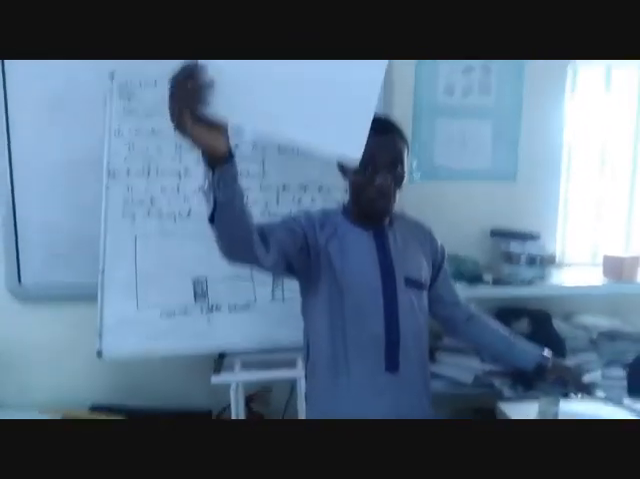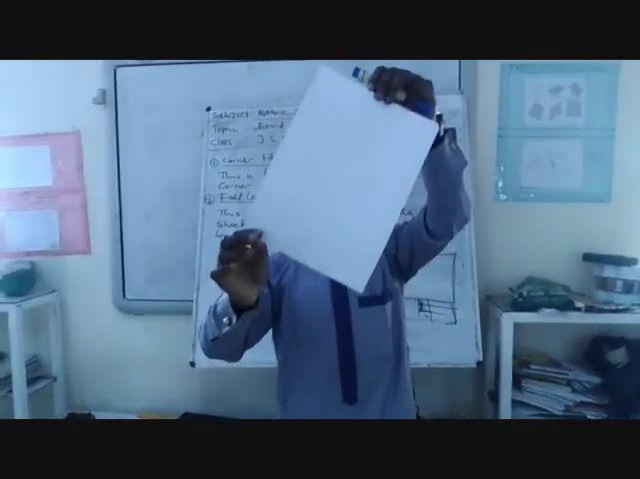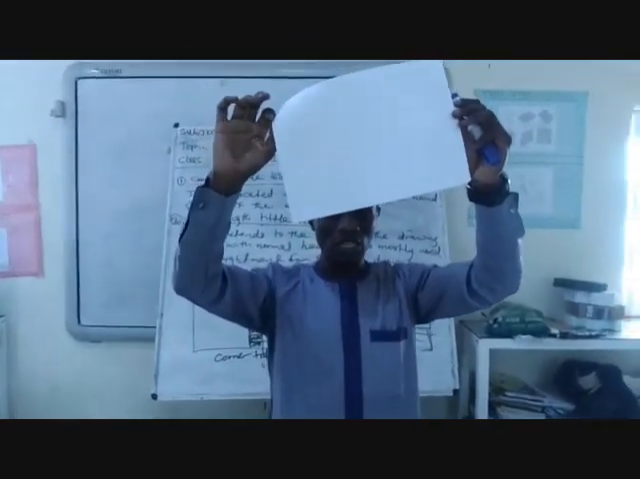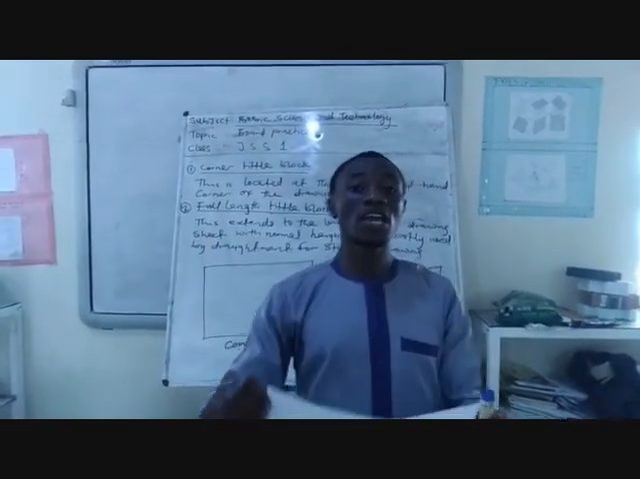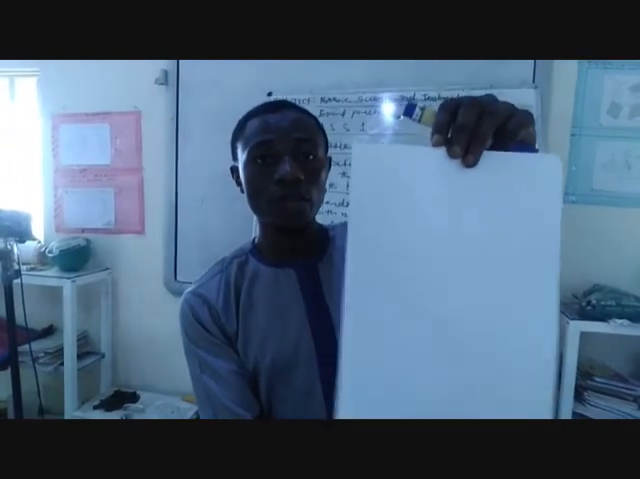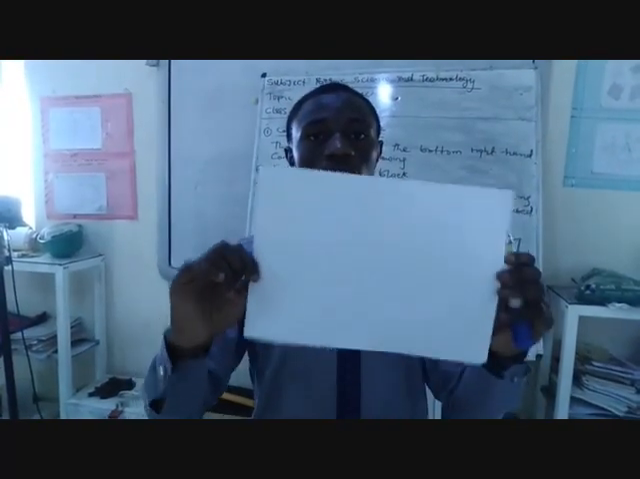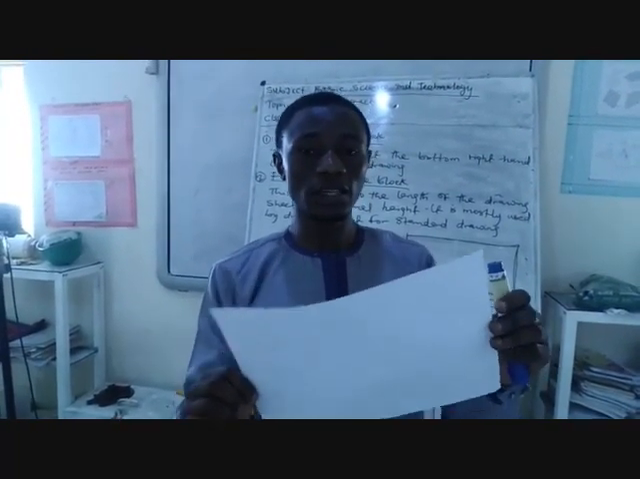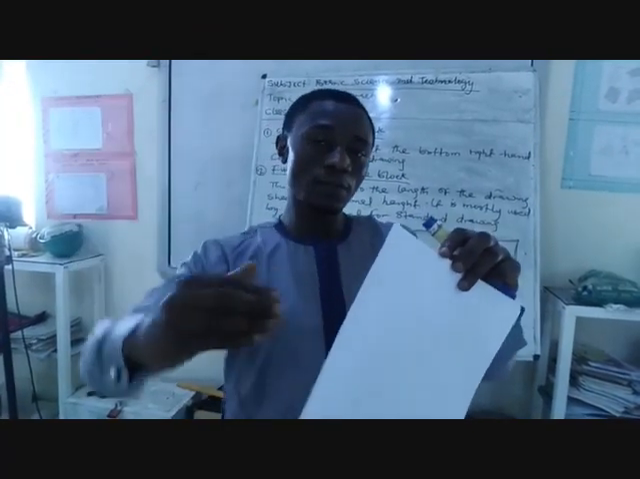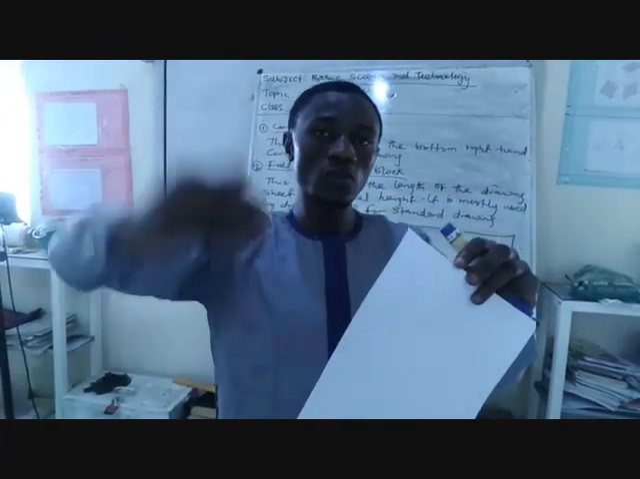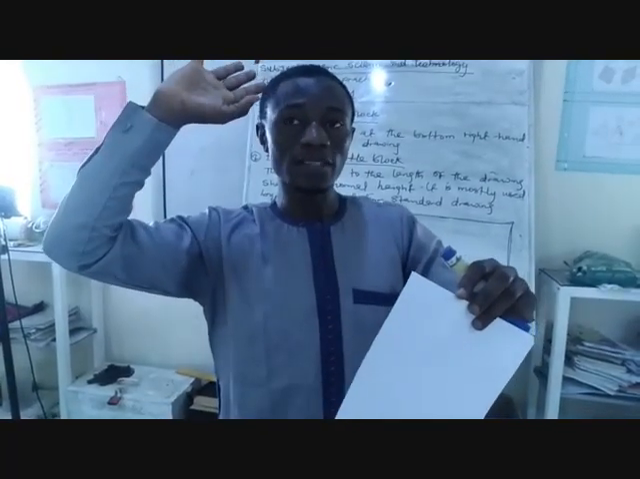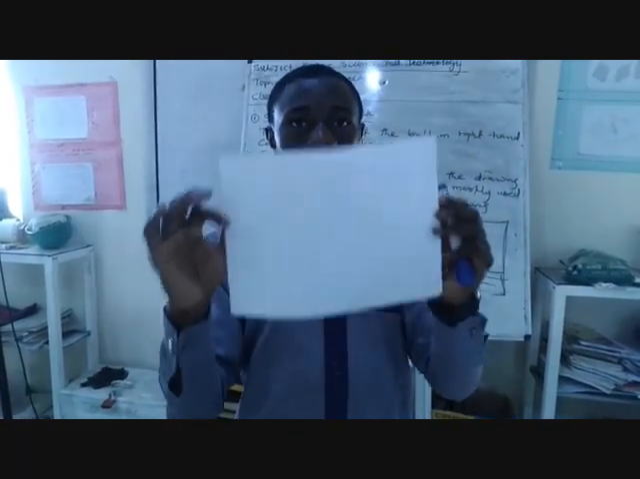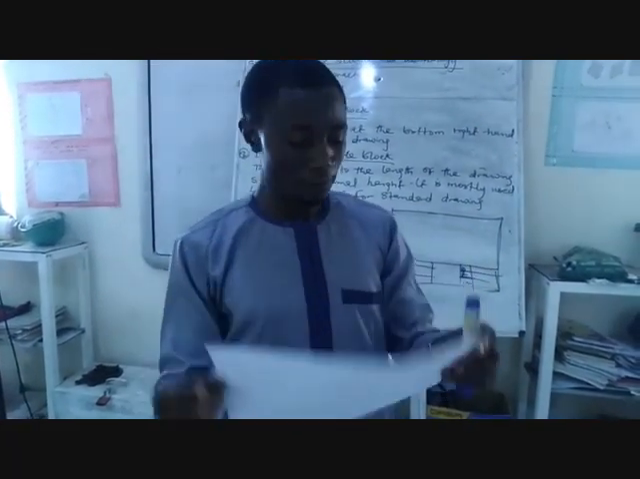This is our drawing paper. It comes in different sizes. We have A4 paper, which is the one we are using now. And then we have A3 paper, A2 paper, and then A1 paper. These are the sizes of paper we have. So let's use this one and set it on our drawing board.